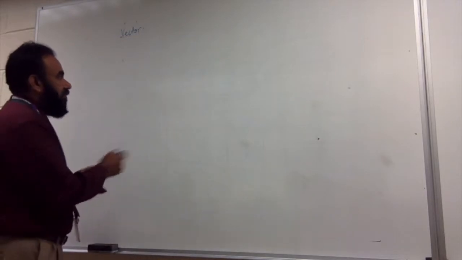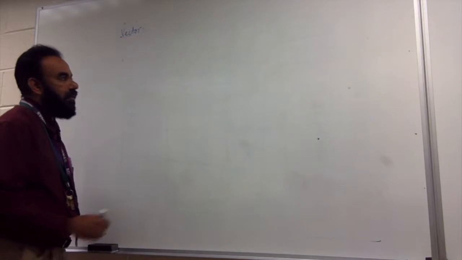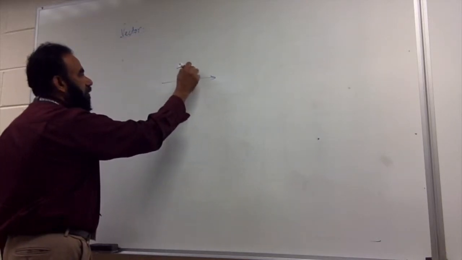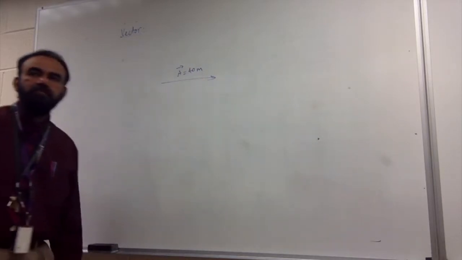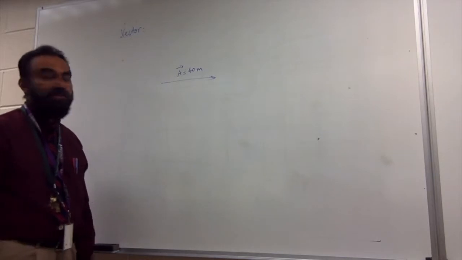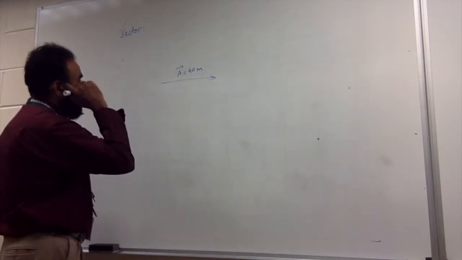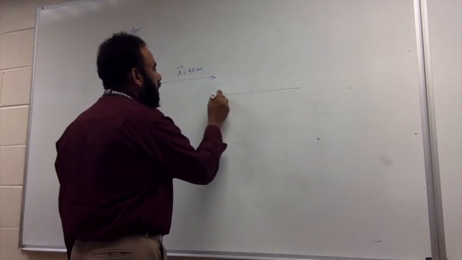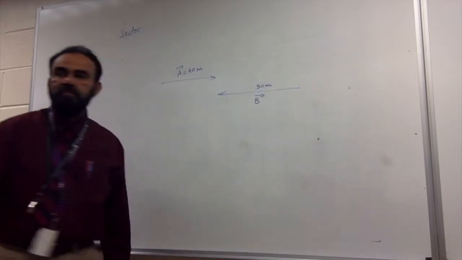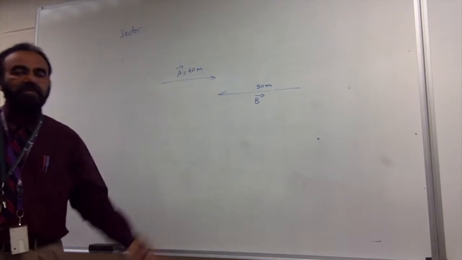Like, for example, here's one vector, A, which is 40 meters to the east. And then there's another displacement. So somebody moves 40 meters to the east, and then he moves 50 meters to the west. He makes two displacements. One's 40 meters to the east, another one's 50 meters to the west.